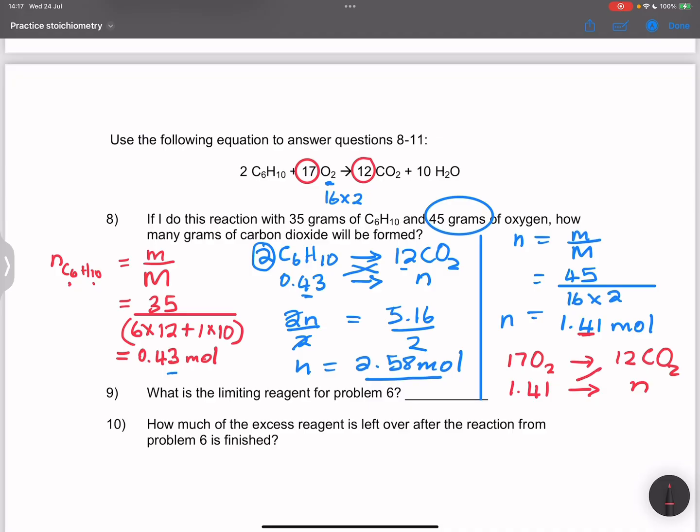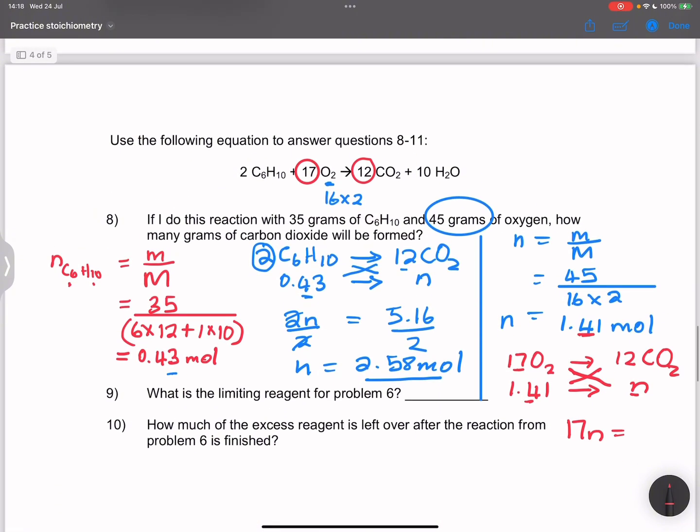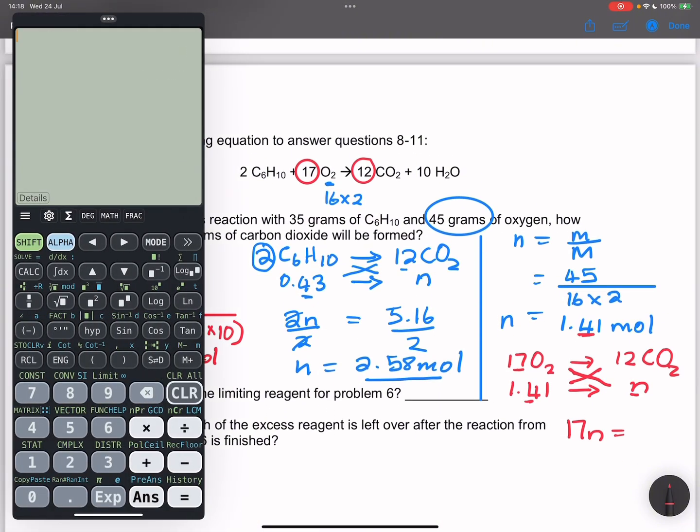Now let's cross multiply again. 17 multiplied by n gives me 17n. And 1.41 times 12 gives us 16.92. And we're going to divide both sides by 17.